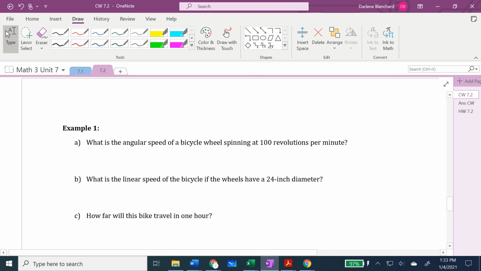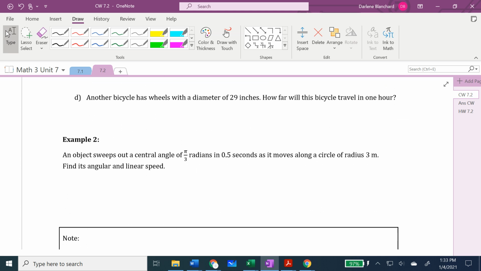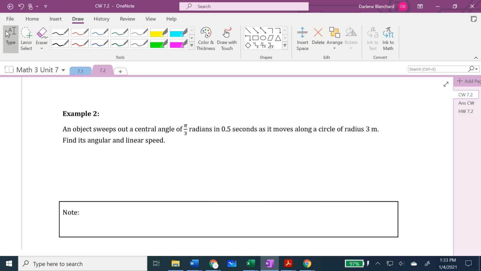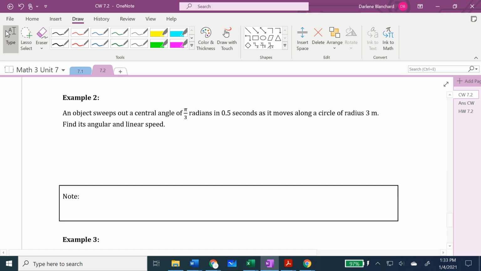Then what I want to do is take you over to example 2. Can the angle be greater than 2 pi? Yes. Yes, it can. Because if you have one rotation, then your angle is 2 pi. If you have more than one rotation, just keep adding. Let's take a look at example 2 just to find angular speed.